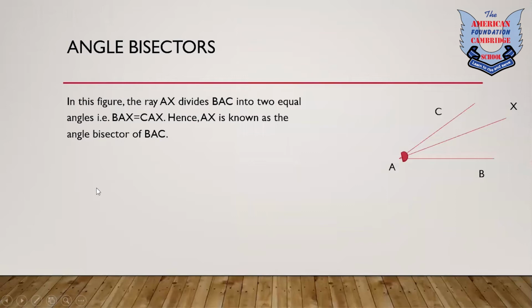Angle bisectors. In this figure, the ray AX divides angle BAC into two equal angles. That means A, B, C are 3 points, and AX is the angle bisector dividing this angle into two equal parts. That means angles CAX and BAX are the same. An angle bisector basically divides your angle into two equal parts. Moving on.